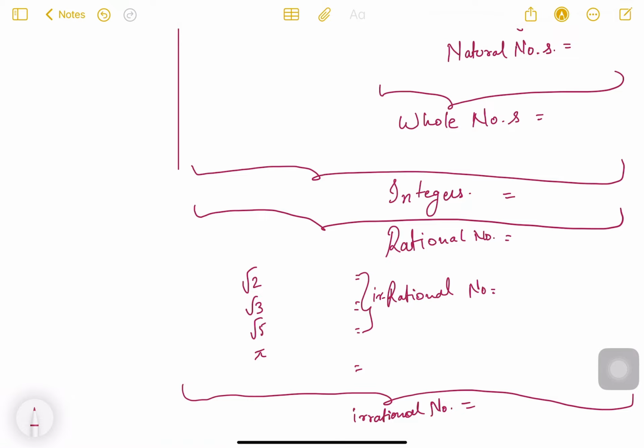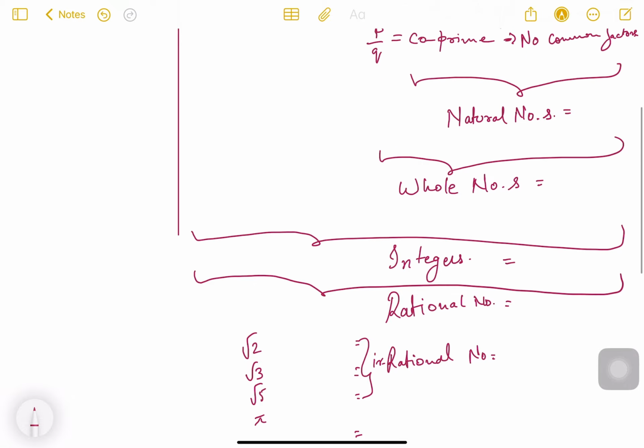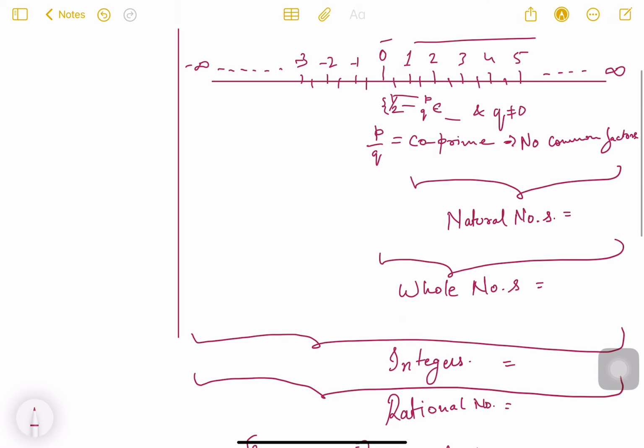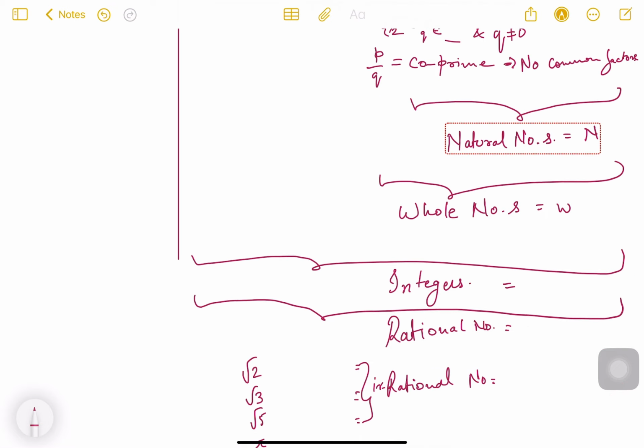See, I am not using any hi-fi technology here. We are just talking about numbers. Natural numbers are represented by N, whole numbers with W. Integers are represented with Z, small z mostly. Sometimes you can also use capital I to represent. Remember, it is capital I.